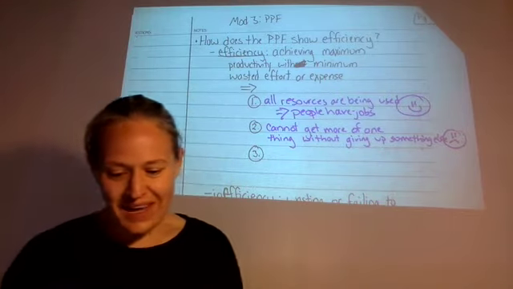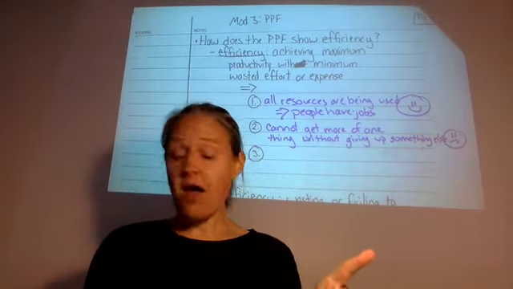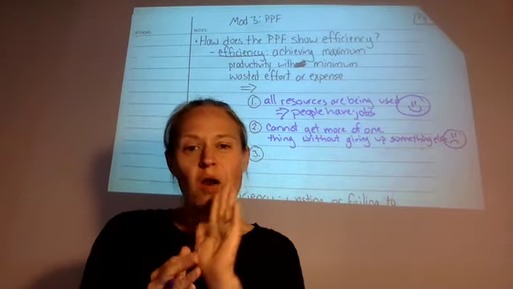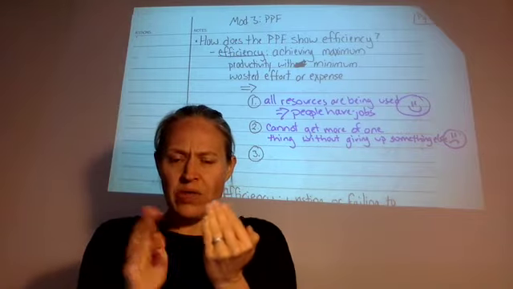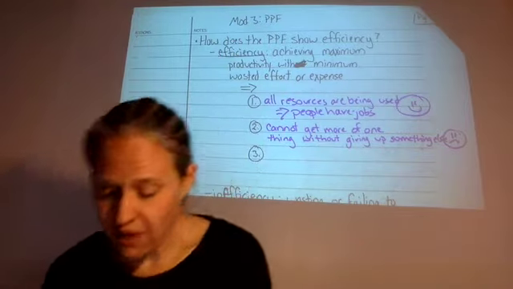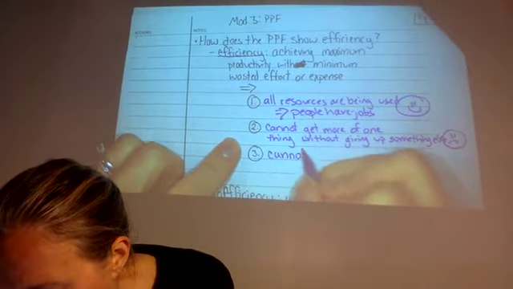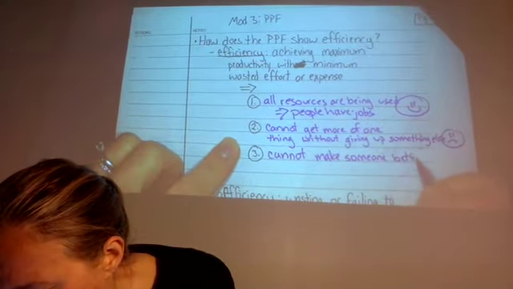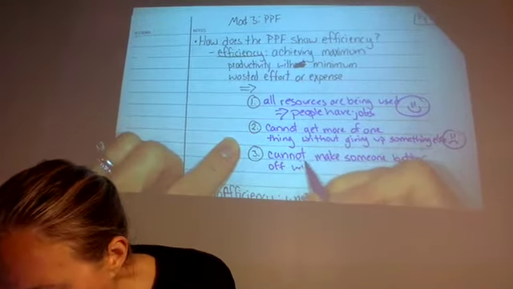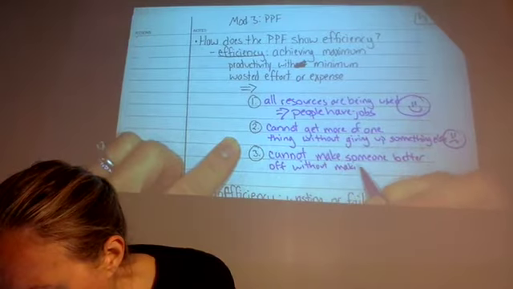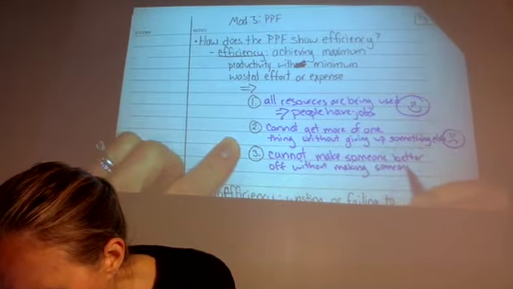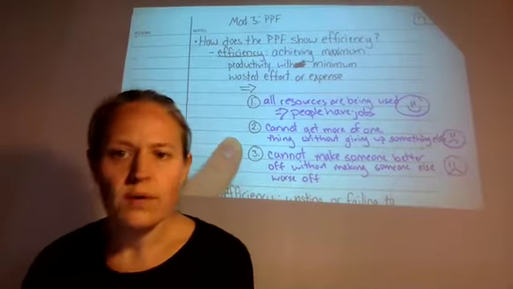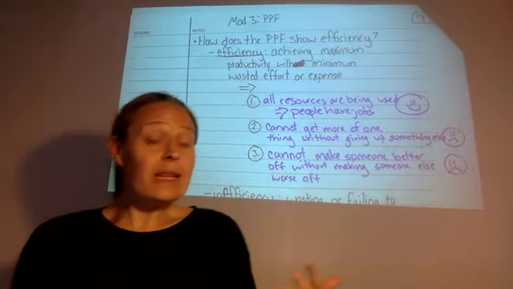All right. Number three, you cannot make someone better off without making someone else worse off. If all the stuff is being used, that means that one person can't get more of something without somebody else getting less of something. And that's also a sad face. Okay, so that is just to explain to you what life is like in this world of efficiency.